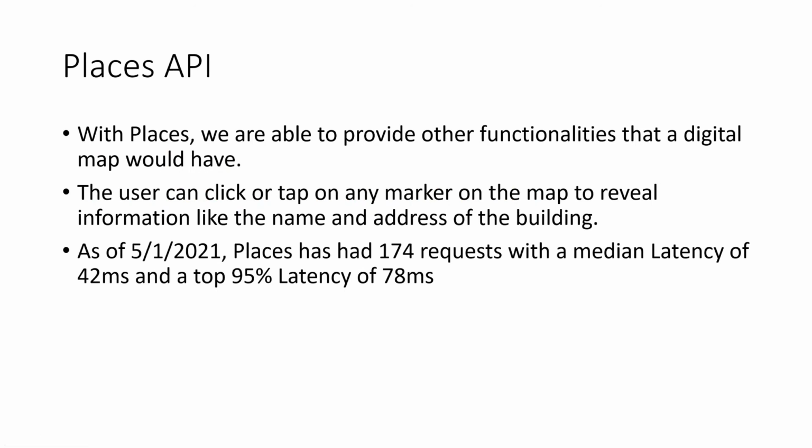All right, now for the Places API, although it's not a mandatory requirement of the assignment, it is quite nice to have. It allows the user to tap on just an arbitrary pin on the screen, and from that they're able to see useful information like the address and the name. And as of 5/1/2021, Places has had 174 requests with a median latency of 42 milliseconds and a top 95% latency of 78 milliseconds.